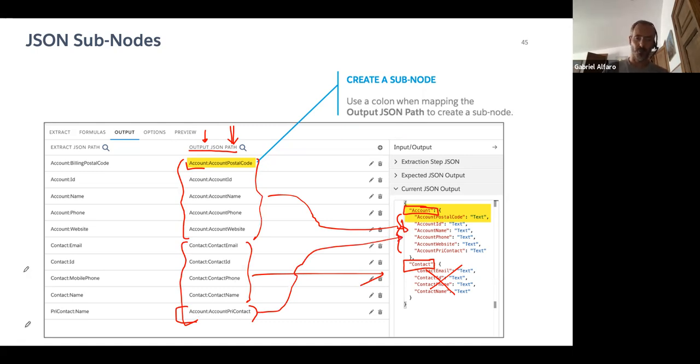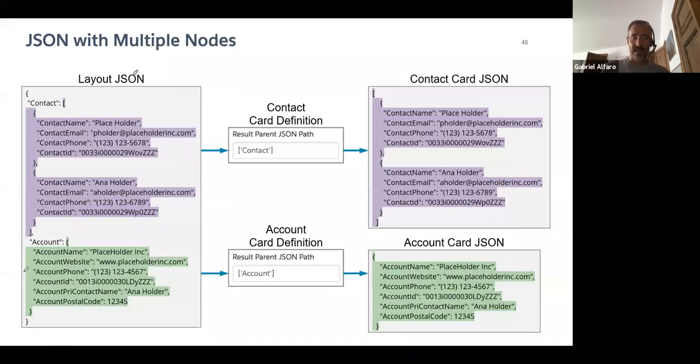Okay, so you can define JSON nodes and subnodes directly in the mapping in the output tab. The advantage of that is that when you are choosing the data source, as we saw earlier on, you can filter and say, I want only to display or to collect or to use the data inside the node contact, or only the data inside the node account.